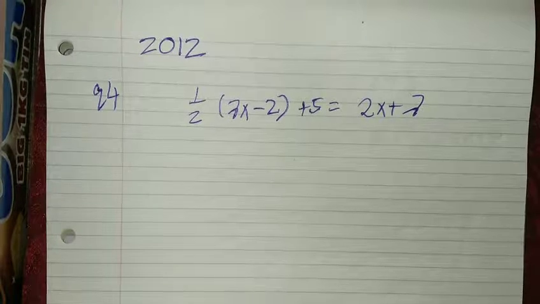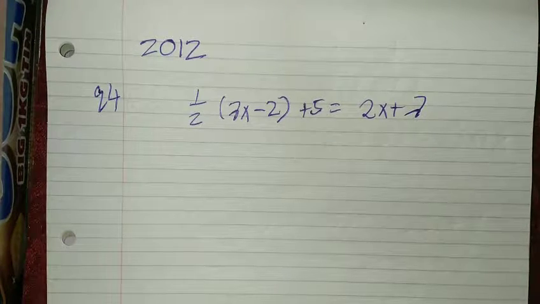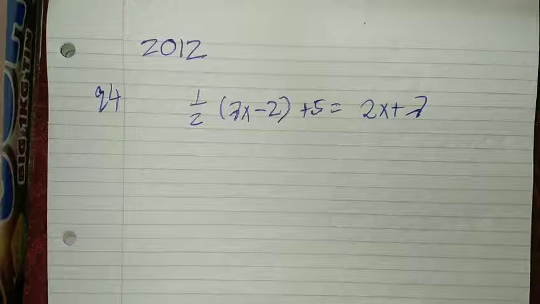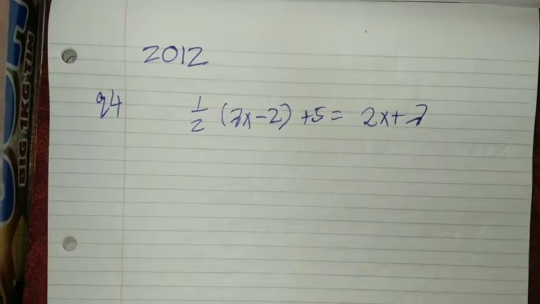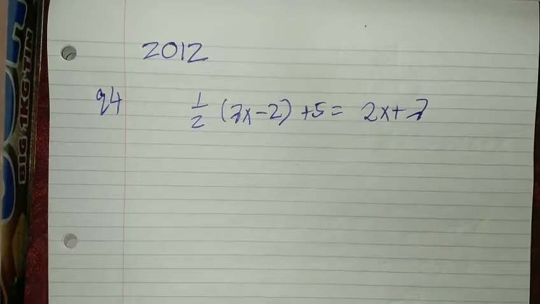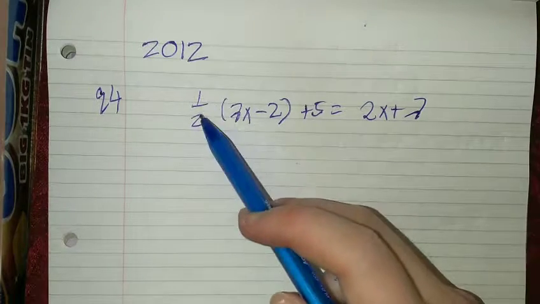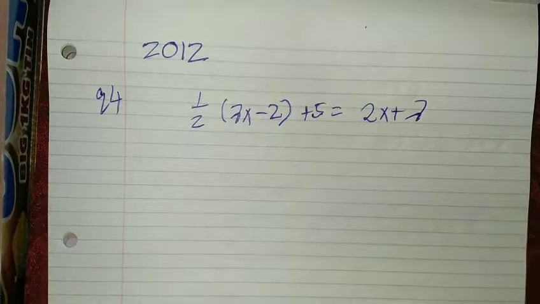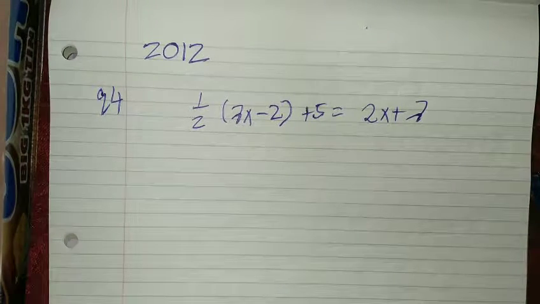So here we have 2012 question 4. This is Leaving Cert Ordinary Level, and this is a question on algebra. So this is what we're given, and we're asked to solve the equation. So the first thing that's kind of sticking out with me is that we have a half, so we have a fraction. So it might be handiest to get rid of our fraction.